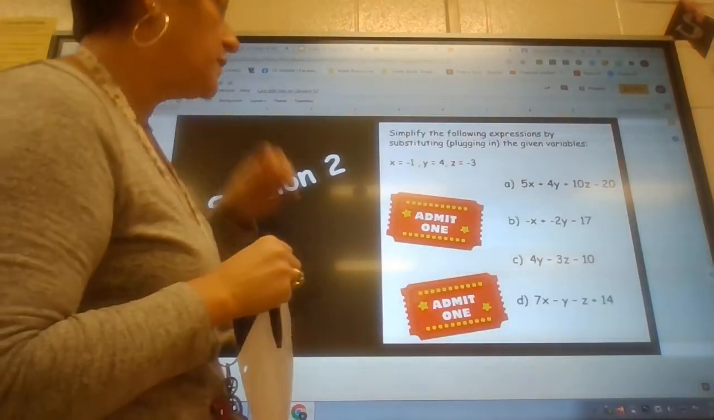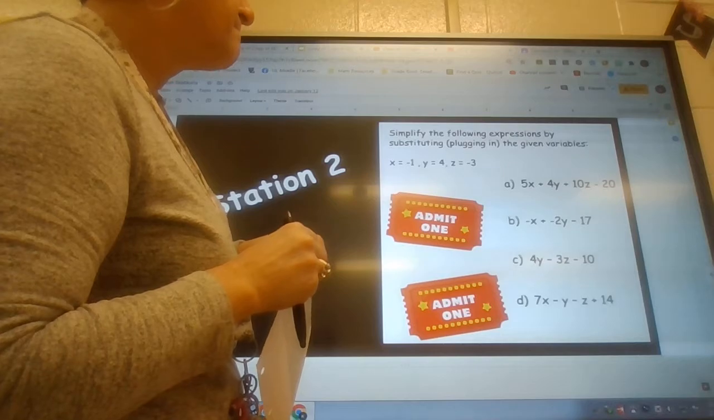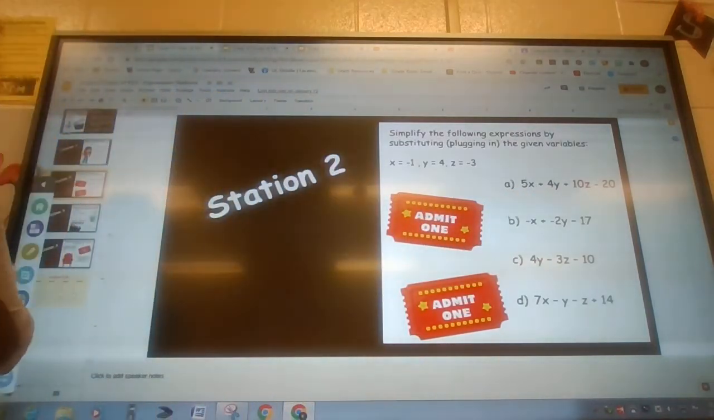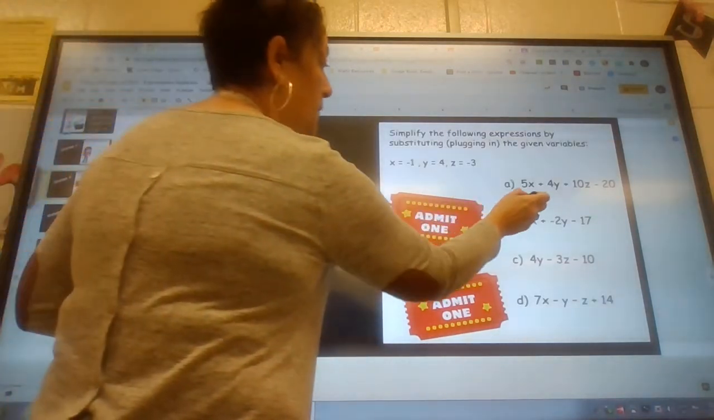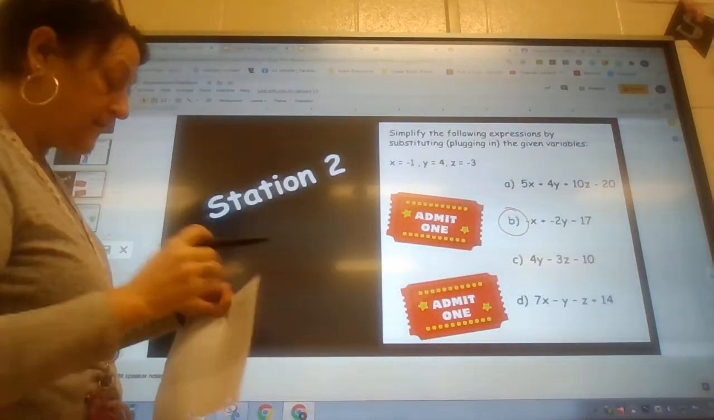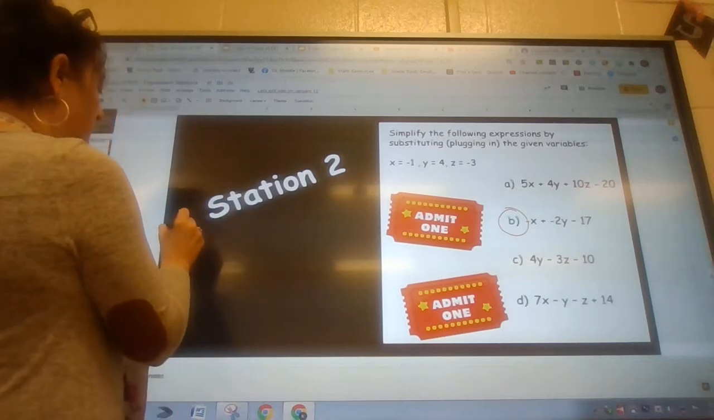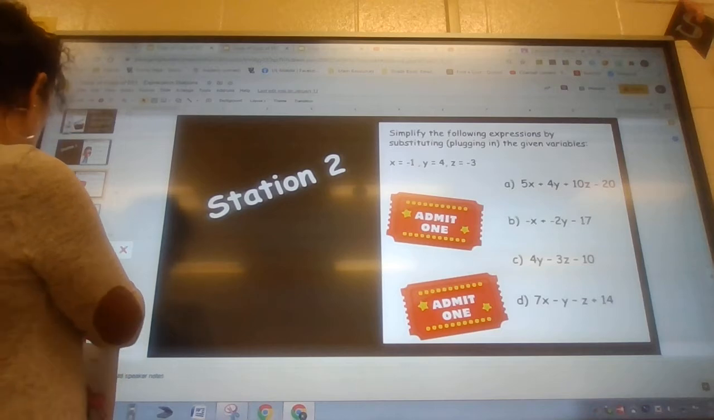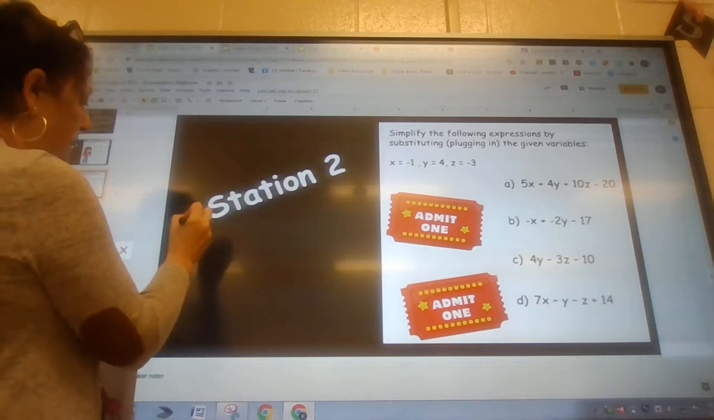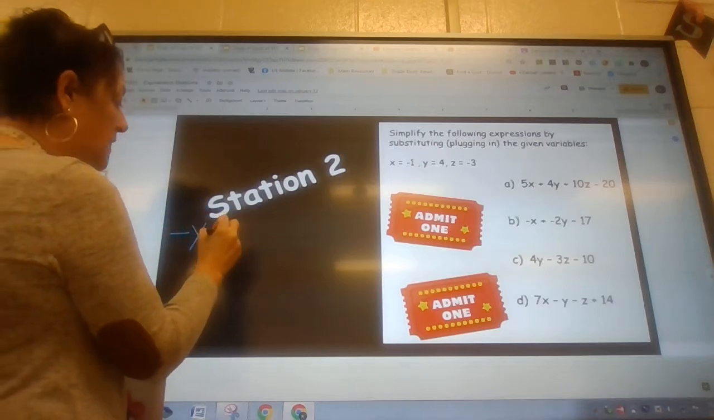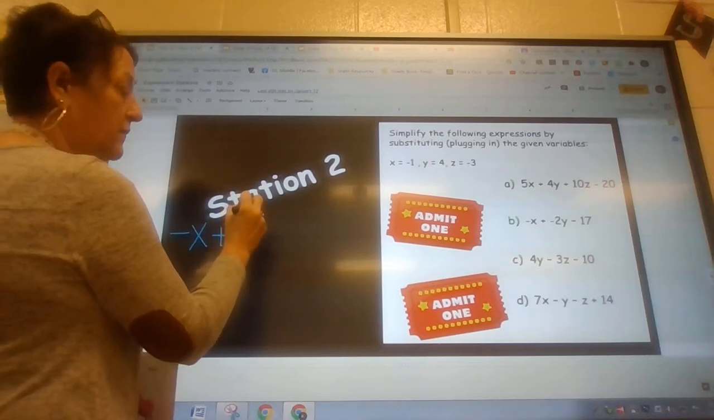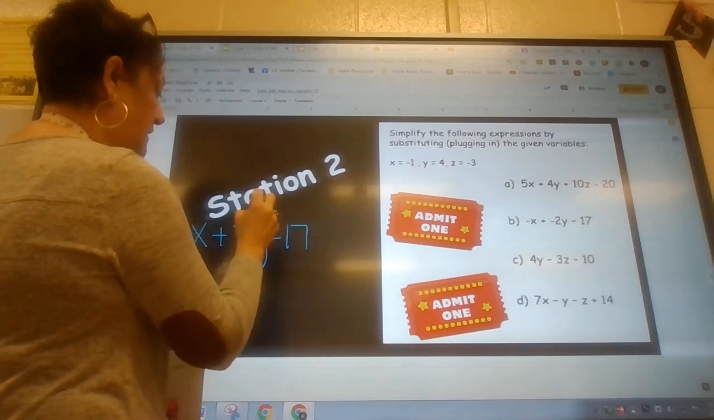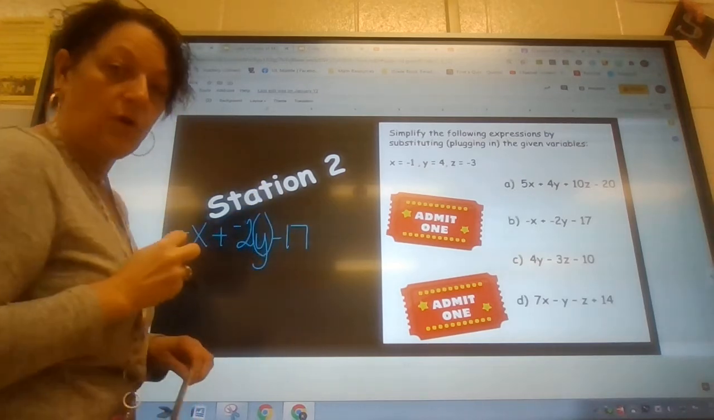Okay? Let's do one on this one. I think I'll do B on this one. I'm going to do B right here. Okay? I'll do B right there. Right? So, negative X. That doesn't show up as good as the blue and the green, does it? Negative X plus a -2y minus 17. Put me some parentheses right there so I know.